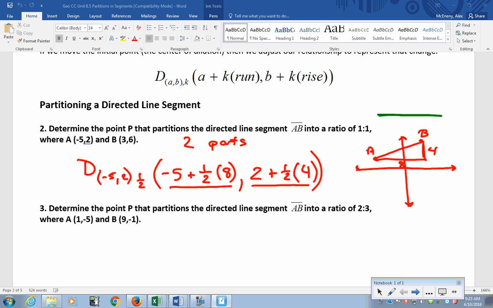With this part here, we're going to end up with -1 for -5 plus 1/2 times 8. And the other part we're going to end up with is 4. So that's going to be point P. So -1, and I'll put that in a different color, -1, 4, out here. Again, it's going to be halfway. It's a 1 to 1 ratio. That's where our point will end up for this. So what I'd like you to do is try 3 on your own, and then have me come over and check your work for you.